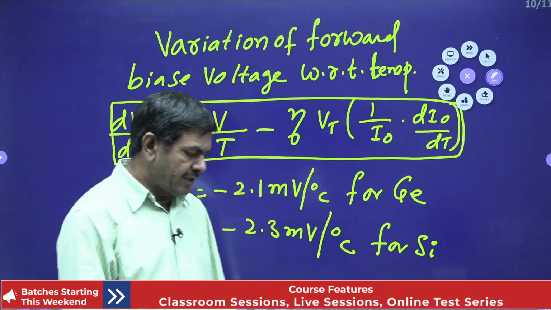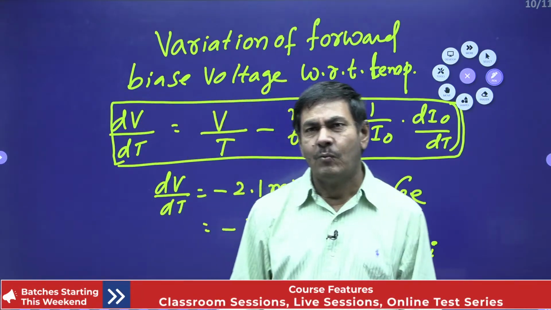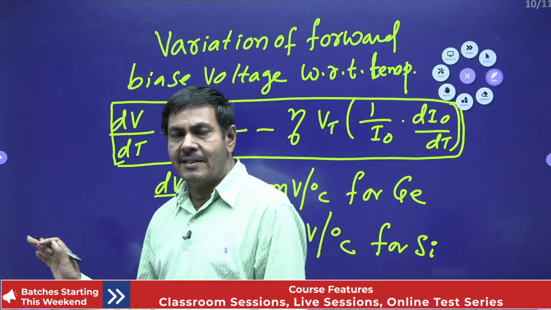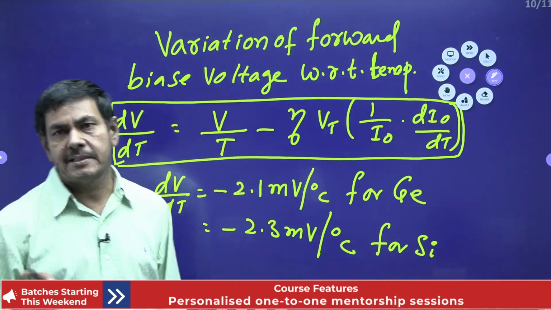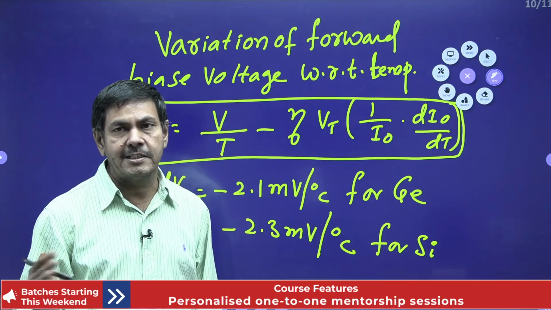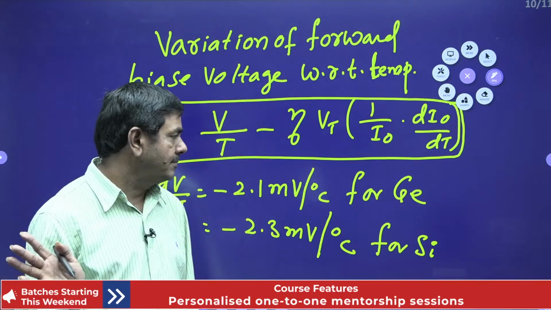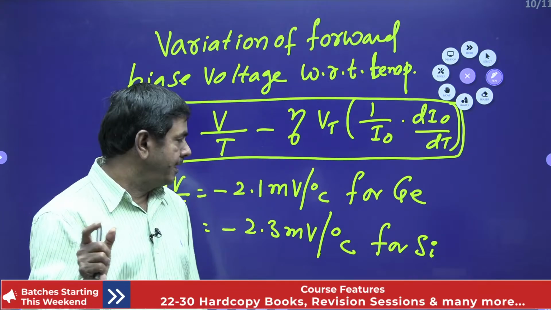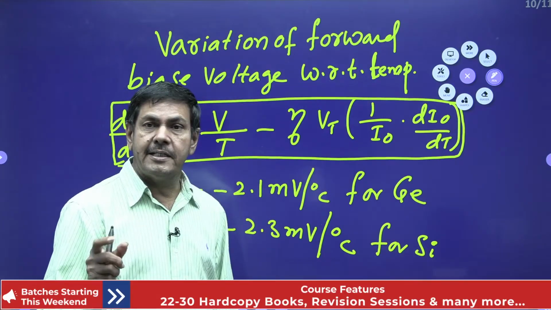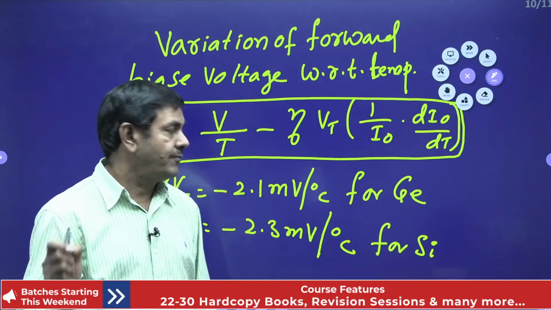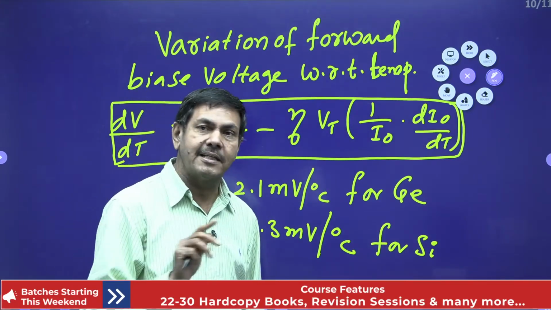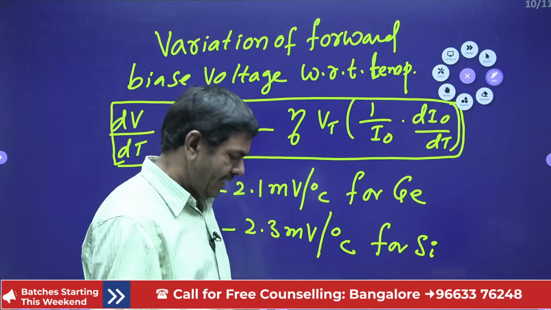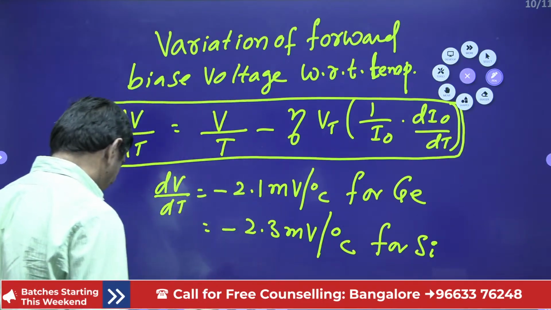But generally, some books will give one general value. Even if that value is taken, it is not a matter. 100% is allowed, whether it is germanium or silicon, no problem. No need to mark down these values. Generally, dV by dt is taken as minus 2.5 millivolts per degree centigrade. Otherwise, I will write it clearly so you can understand.